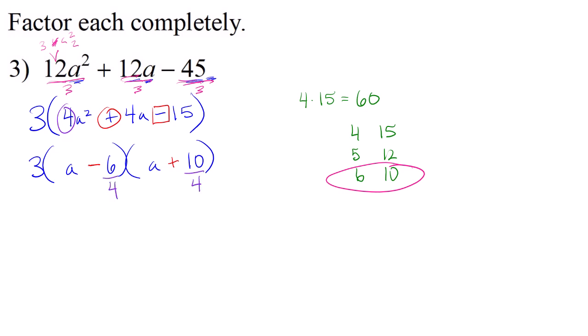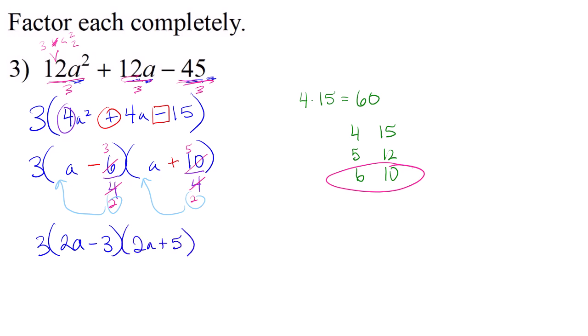And then we reduce. So 10 over 4 reduces to 5 over 2. 6 over 4 reduces to 3 over 2. We bring those reduced denominators to the front. And we get 3, the GCF still, times the quantity of 2a minus 3, times the quantity of 2a plus 5. There we go.